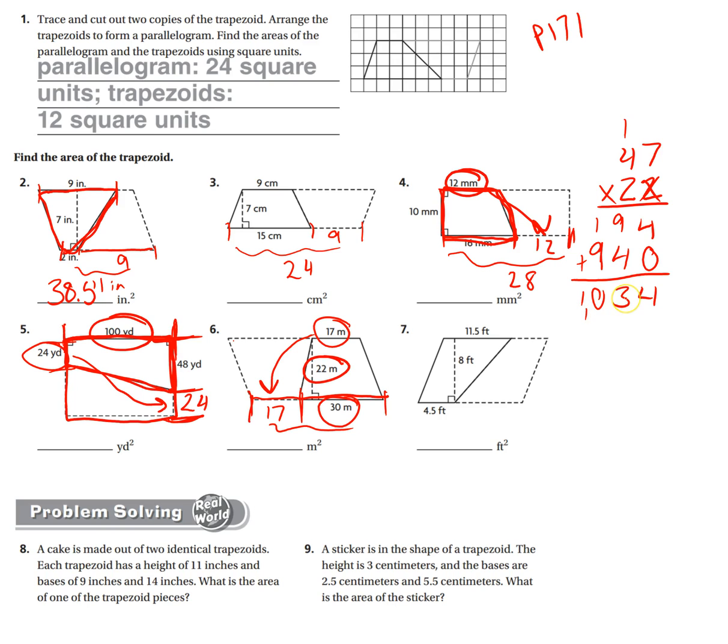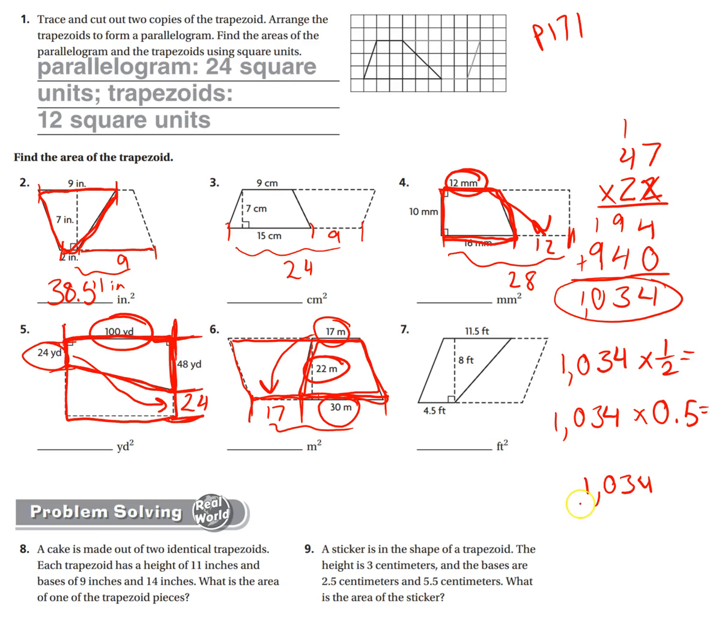Now we take that number, because again, this number is the area of this entire parallelogram, and we only want the area of this trapezoid, so we want half of that. To get half, we can take that number and multiply it by 1/2. That will give us our correct final answer. We can also multiply it by 0.5, or we can divide it by 2. Any one of these operations, so do the one that you're most comfortable with.